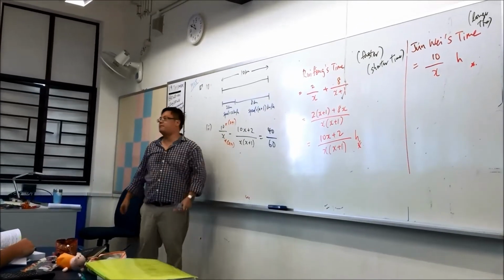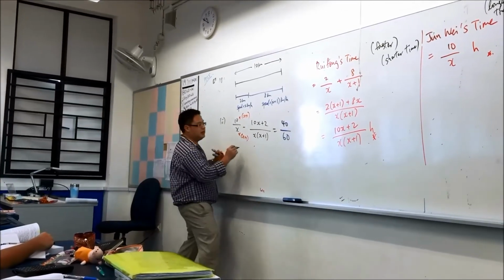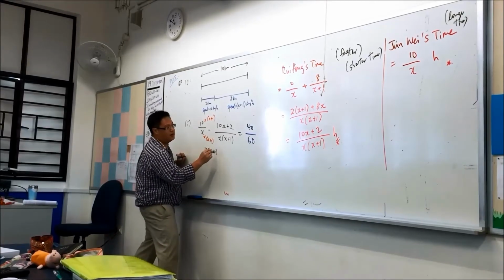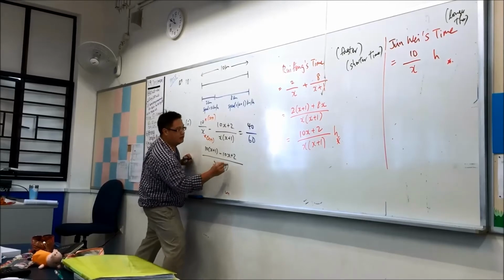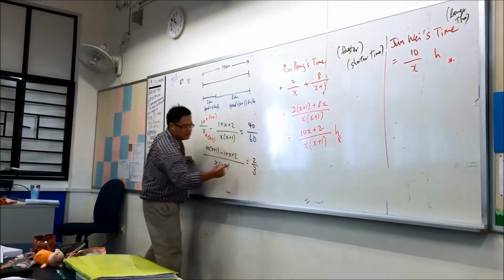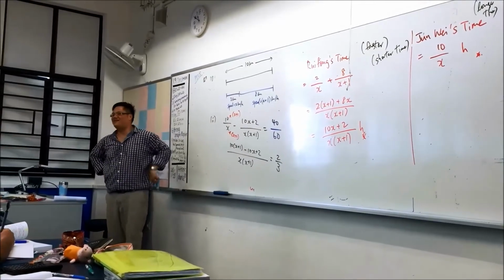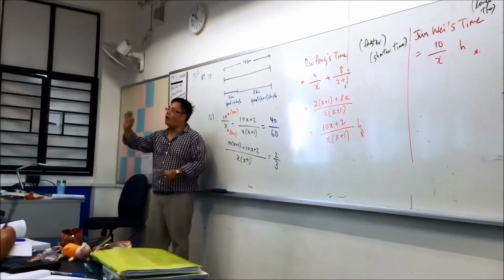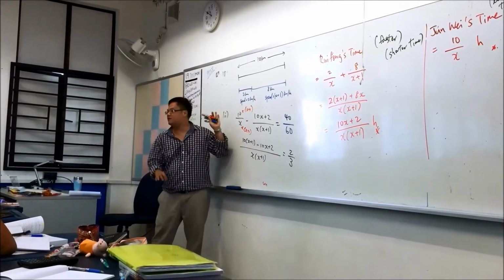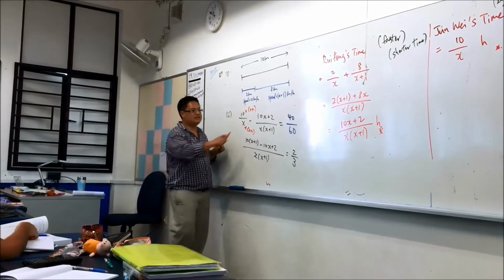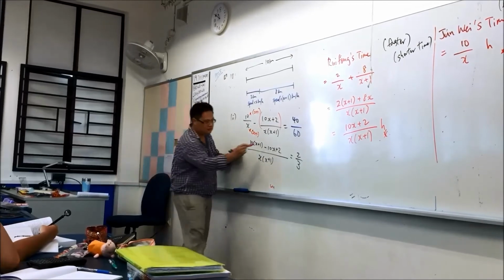I can merge the 2 fractions into 1 fraction with a single denominator. So this will be 10 bracket x plus 1, minus 10x plus 2, over x bracket x plus 1, equals 2/3. Is this correct? Very good. Why is this wrong? Remember, teachers love to do this for exams. Don't get caught. There's an invisible bracket here. Invisible bracket. So there's a bracket too.